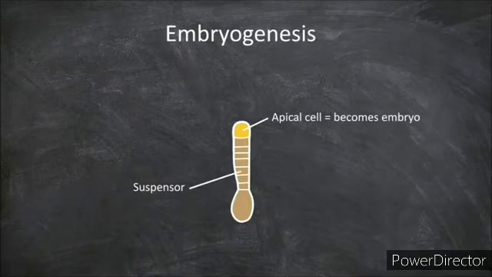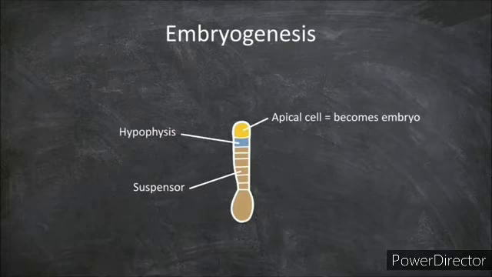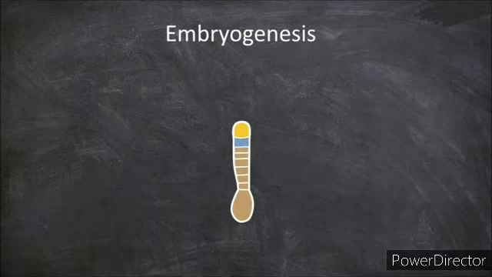The apical cell consists of a large amount of cytoplasm and the basal cell consists of a large amount of vacuole. The basal cell undergoes division to form 7 to 10 cells called the suspensor, which is a filament-like structure which provides nutrition to the developing embryo.